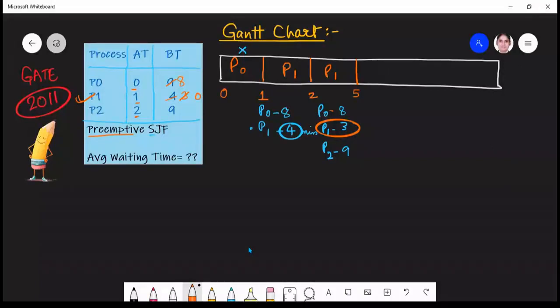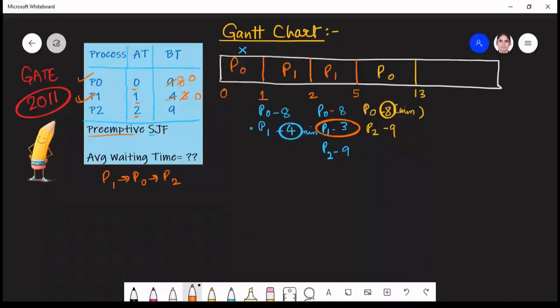At the 5th millisecond, we are left with just two processes, P0 and P2, because P1 has completed its execution. The remaining time of P0 is 8 and of P2 is 9, out of which P0 is minimum, so it is going to be selected. P0 is going to run for the next 8 milliseconds. 5 plus 8 is 13, so the remaining burst time will be 0. So first P1 completed its execution, then P0, and then obviously P2.